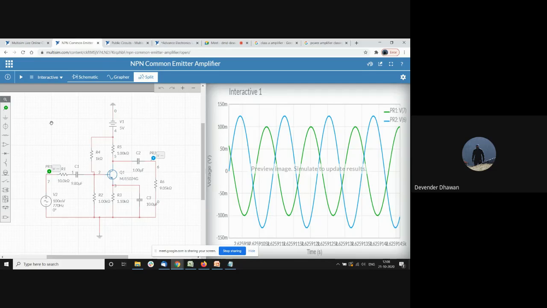applications. But there are other configurations also, like common collector, common base. We will look at those also, and what are the differences and benefits of all these classes and everything. Obviously you are already aware about all that, so I'll not go into that part of these configurations. Okay, so as I said, let me just quickly revise this one.